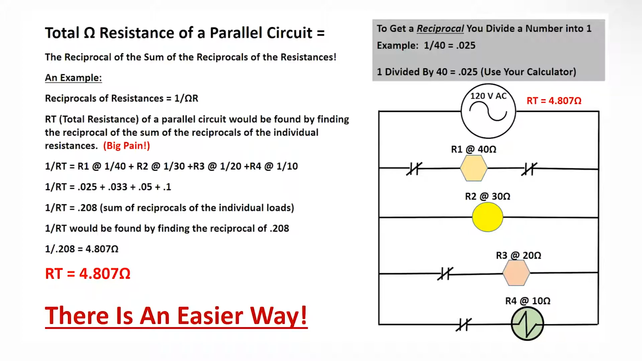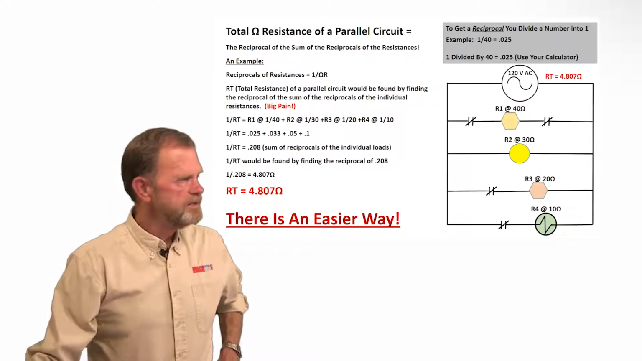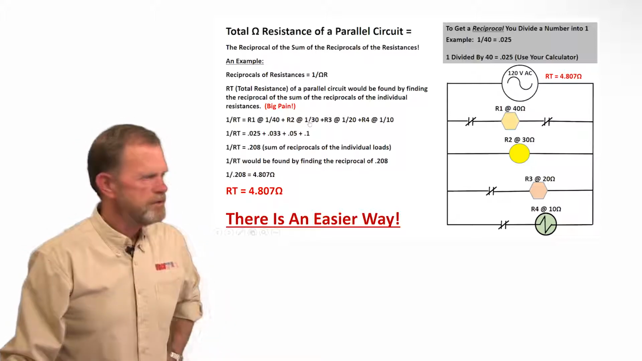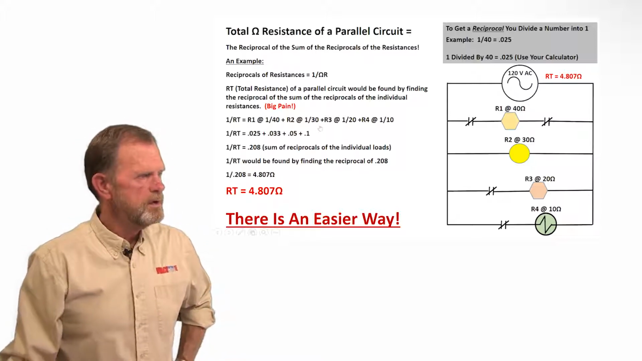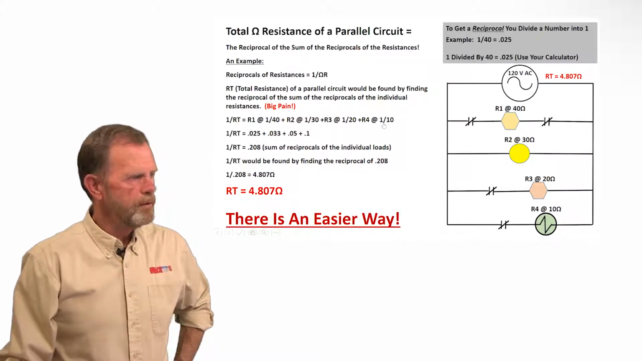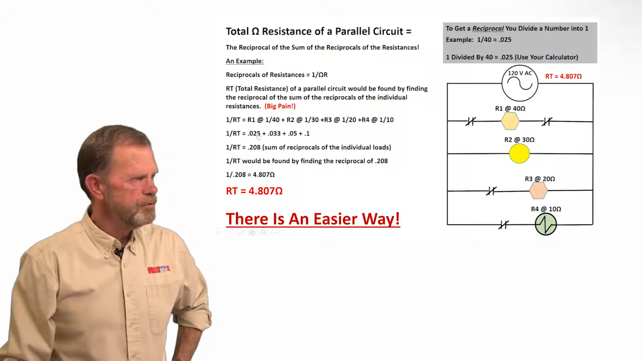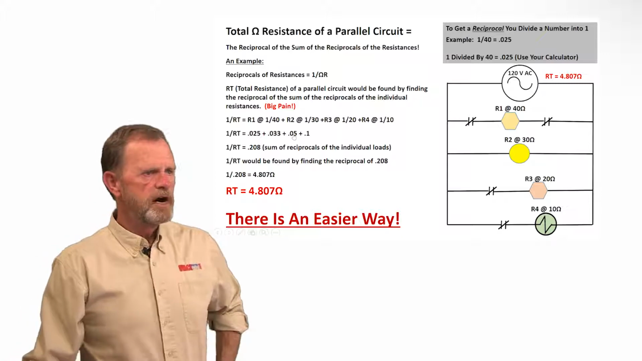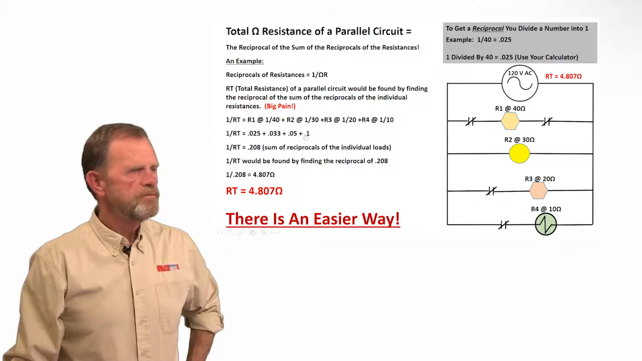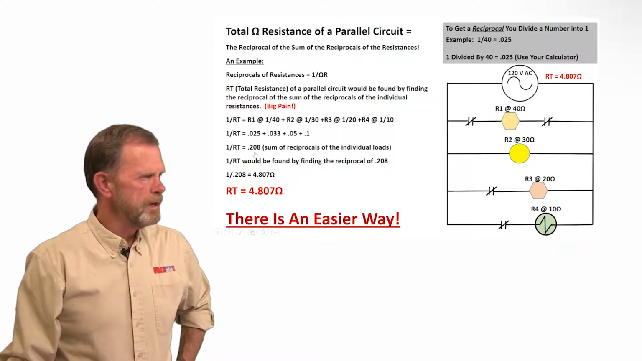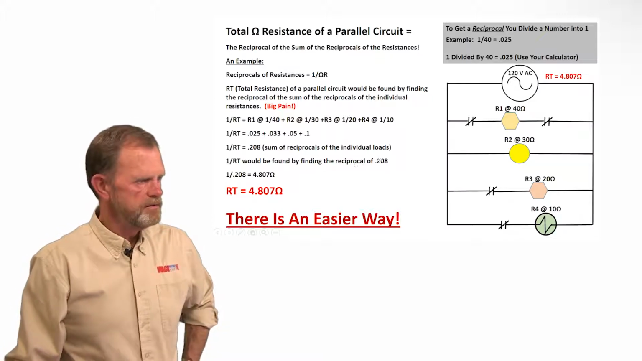So that's what this is about, is here I have the reciprocal of the first resistance, R1. Here's the reciprocal of the second resistance, R2, reciprocal of R3, and the reciprocal of R4. Here's the numbers that those represent: 0.025 for 40, 0.033 for 30, 0.05 for 20, and 0.1 for 10 ohms resistance. So I add those up, and they add up to 0.208, sum of reciprocals of the individual loads.